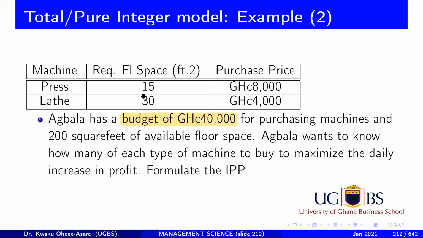Now you can see that there is a floor constraint, which is the top one here. And then there is a budget constraint, which is on the right side here. So the floor constraint is 15 of the x1, and then 30 of the x2. And then this one will be 8 and 4. So that's the same thing you're going to write. Now let me just document that here.